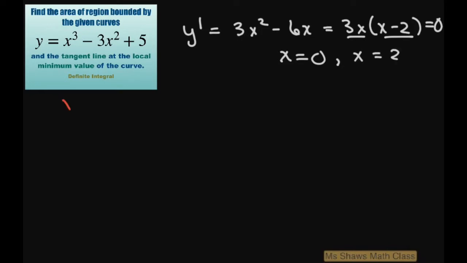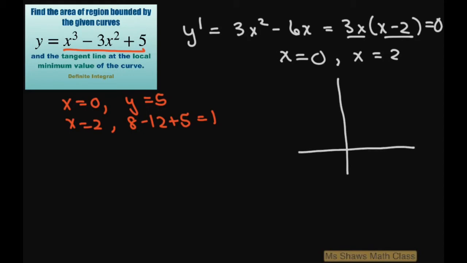Now at x equals 0, we get y equals 5. And just plug that in. That's your y-intercept. And at x equals 2, that's going to give you 8 minus 12 plus 5. That equals 1. So let's do a little sketch of the graph.